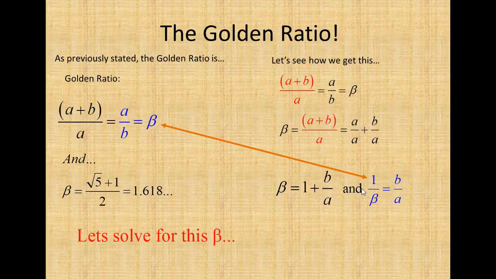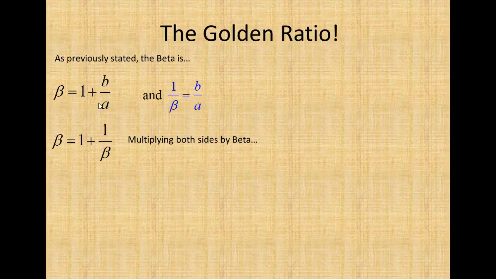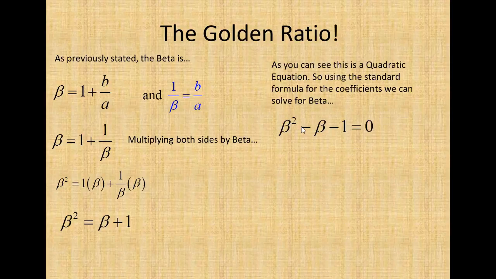Now we can solve for beta. When we substitute 1 over beta for B over A, we get beta is equal to 1 plus 1 over beta. And we multiply both sides of this equation by beta. Beta times beta is beta squared. Beta times 1 is beta. Beta divided by beta is 1. So beta squared is equal to beta plus 1. And if we move all the terms over to the left, we get beta squared minus beta minus 1 is equal to 0. As you can see, this is a quadratic equation.